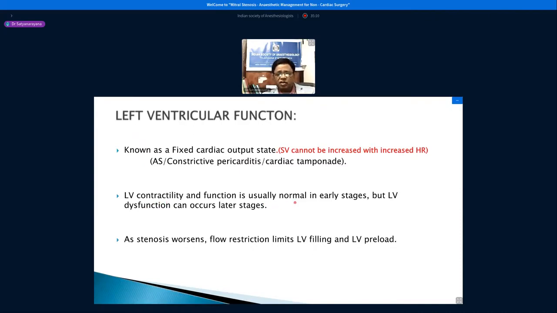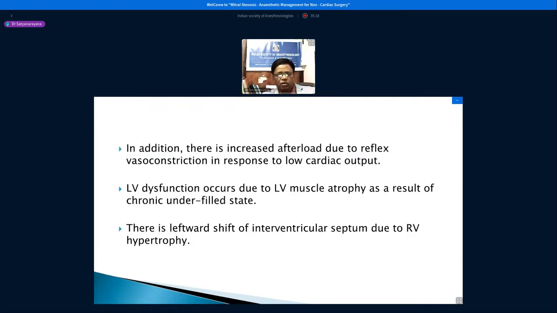LV contractility function is usually normal in early stages, but there is dysfunction in the later stages. As the stenosis worsens, flow restriction limits LV filling and preload. In addition, there is an increased afterload due to reflex vasoconstriction secondary to lower cardiac output. And LV dysfunction occurs due to LV muscle atrophy as a result of a chronic underfilled state. So this left ventricle is exposed to a chronic underfilled state, in other terms, you can say it is disuse atrophy. And to add to that, there is a leftward shift of the interventricular septum due to RV hypertrophy that causes left ventricular outflow tract obstruction and further decreases cardiac output.